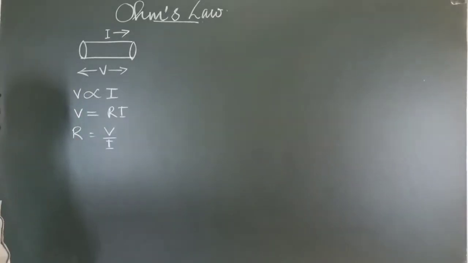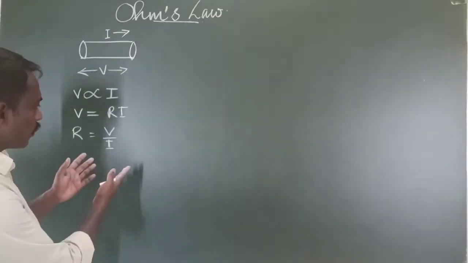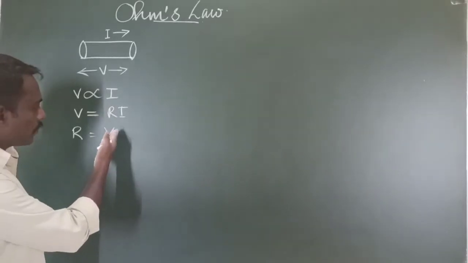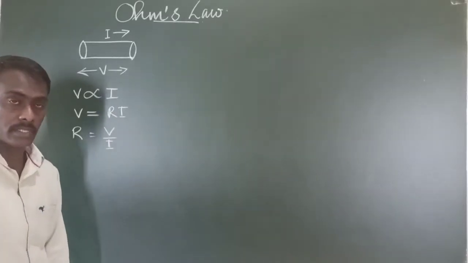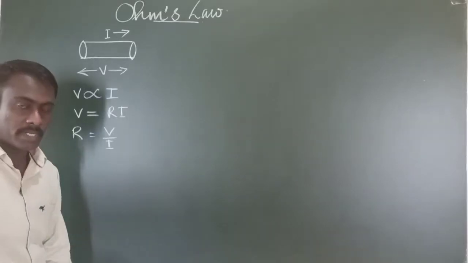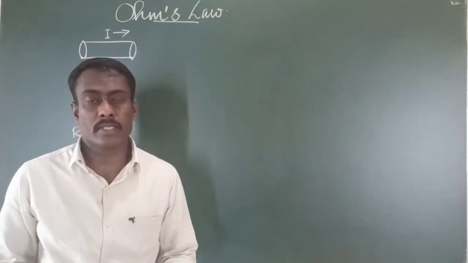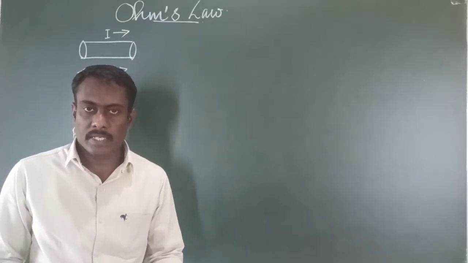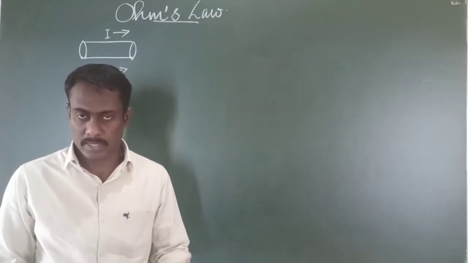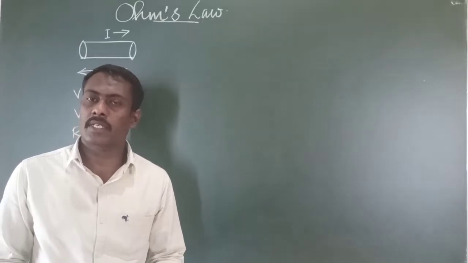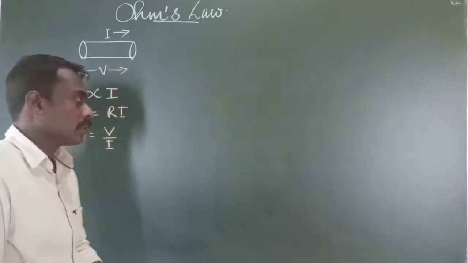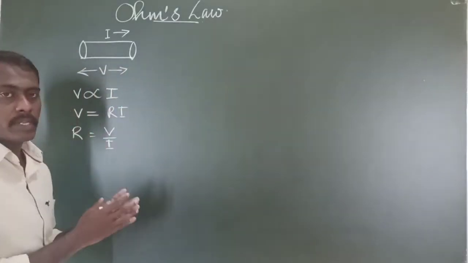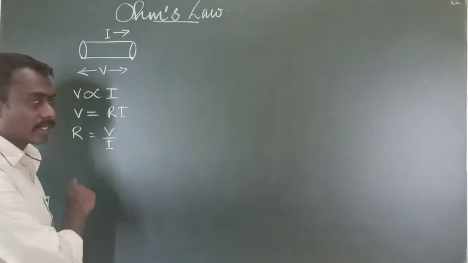So resistance R is equal to V by I. As we already saw from this equation, V by I is a constant. R is a constant here. That means R does not change when the flow of electric current increases, or the applied potential difference is increased. The R is independent of the voltage and electric current.